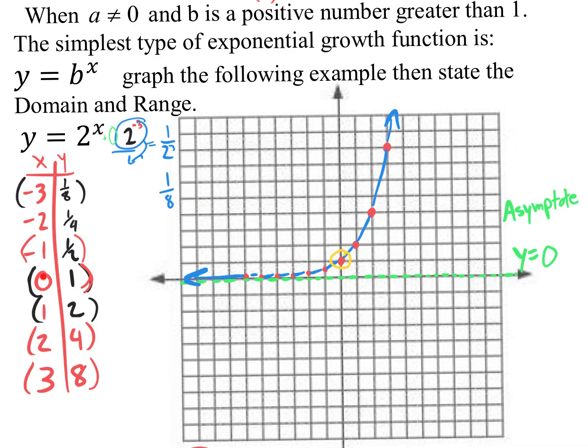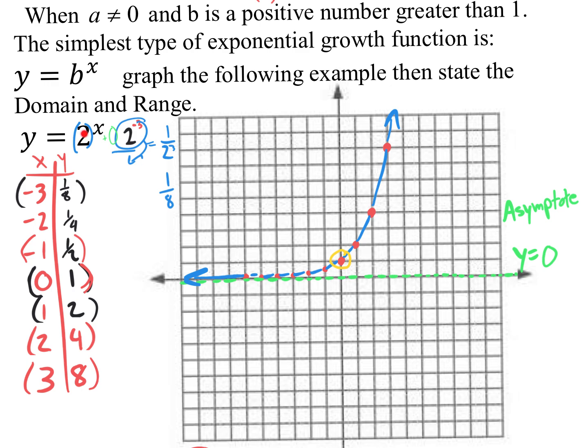Or if you plugged in 0 and got out 1, you could make that output grow by the growth factor, which in this case is the value b, which in this case is 2. So the output 1 will grow by 2. 1 times 2 is 2. The 2 will grow by 2. 2 times 2 is 4. 4 will grow by 2. 4 times 2 is 8. And that's because the base is 2.